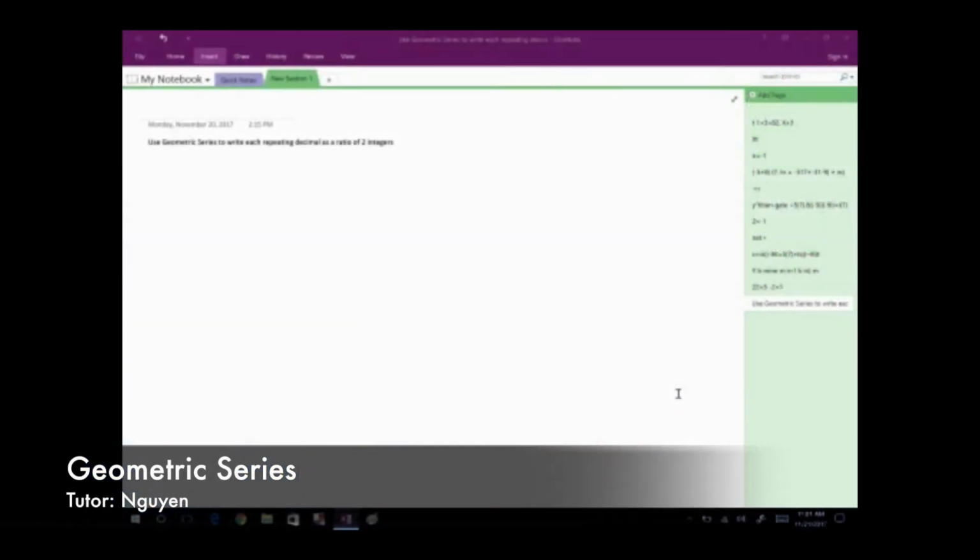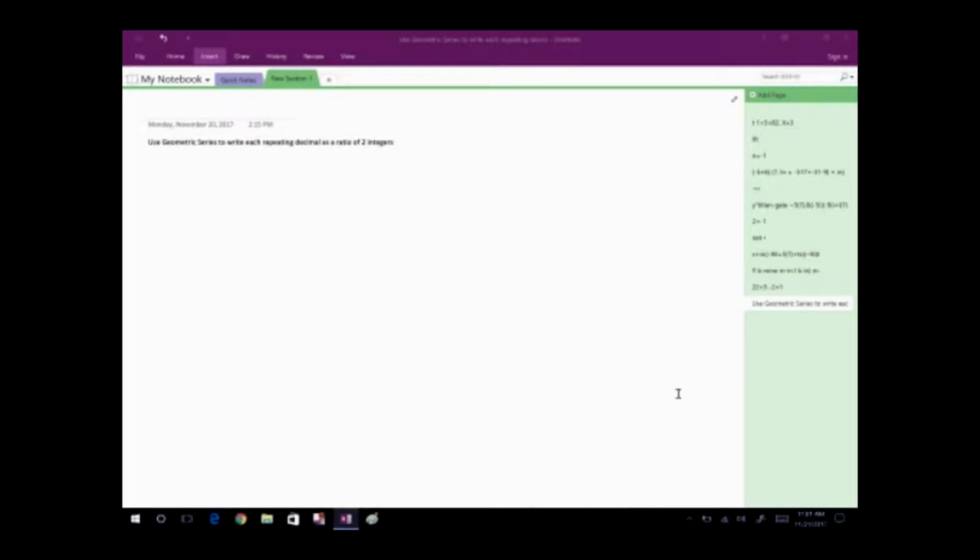In this video, we're going to use geometric series to write each repeating decimal as a ratio of two integers, otherwise known as a fraction. Okay. So for our first example, we will use this number, 0.080808. You can see the repeating decimal being 08.